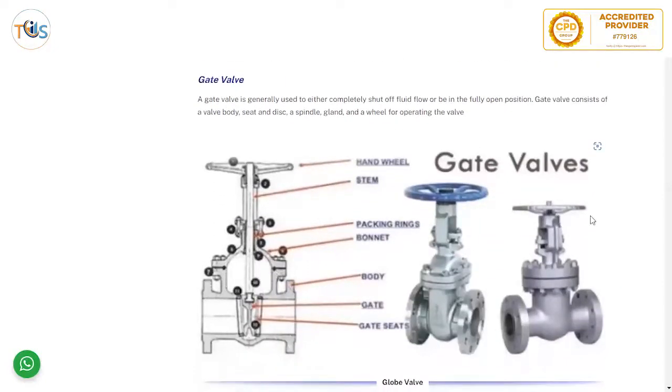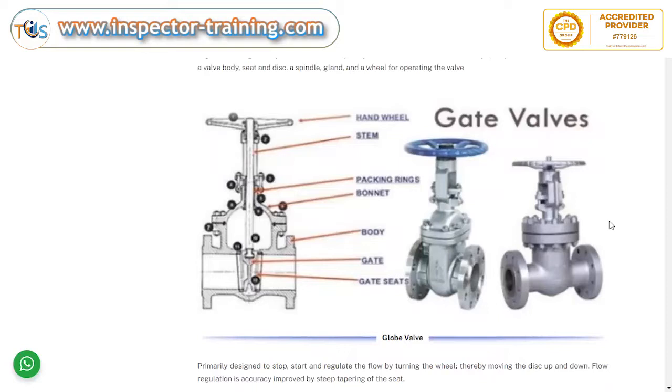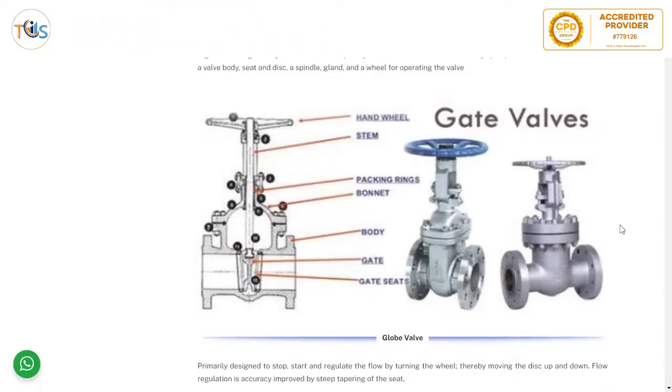Now, a gate valve is generally used to either completely shut off fluid flow or be in the fully open position. A gate valve consists of a valve body, seat, disc, spindle, gland, and wheel for operating the valve. As you can see, this is a gate valve. You just allow flow in or out.